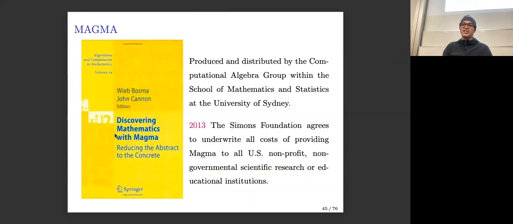I'd be remiss not to mention that there's a homegrown computer algebra system called Magma. It's not that widely used because it's super expensive. I don't even think we can get this software for free here. So you should give that a go, though.